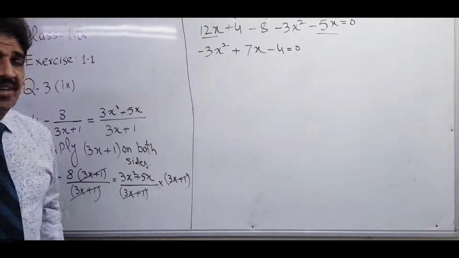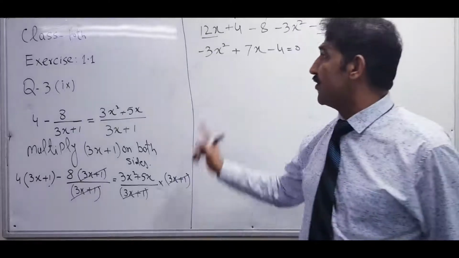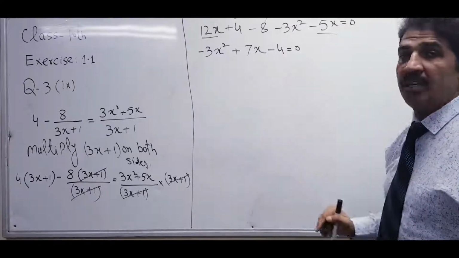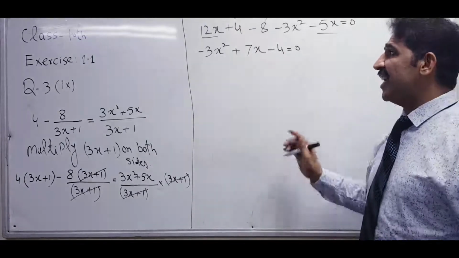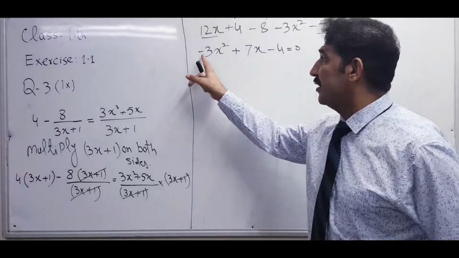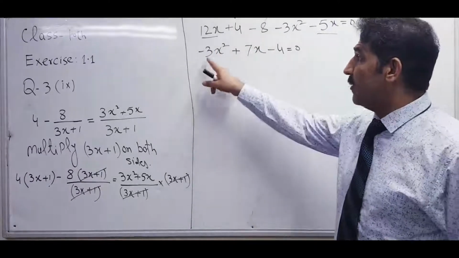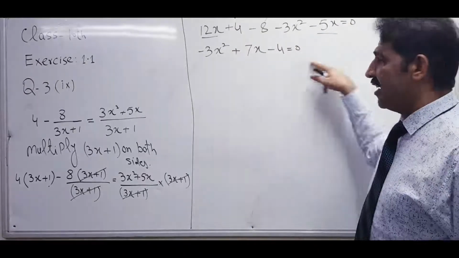Here we can stop in the standard form. The coefficient of x square is equal to minus 3, then plus 7x minus 4. Now there are two ways to solve, or two steps. One is that if you are feeling confusion due to this minus, then make this minus positive. How to make it positive? You will write multiply by minus 1 and all signs will be changed.